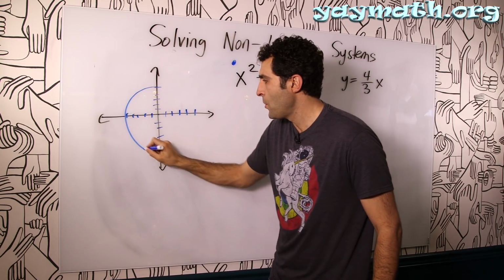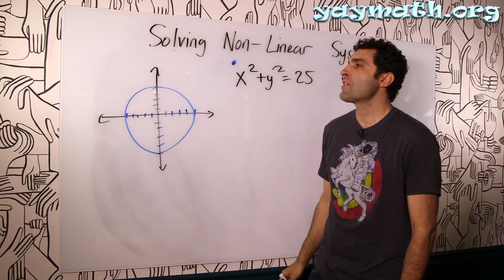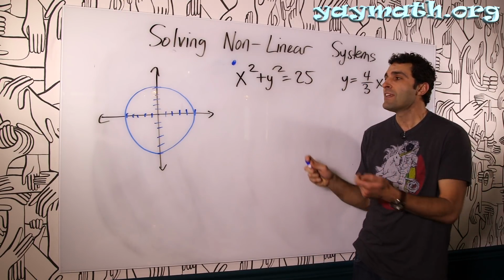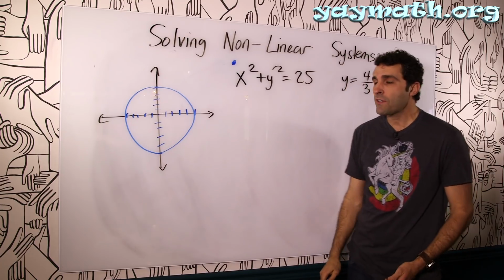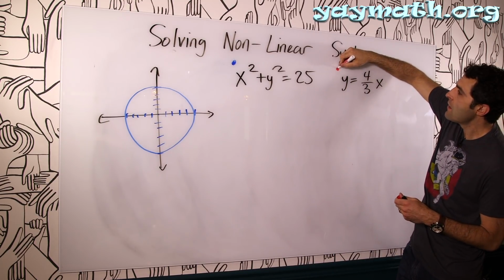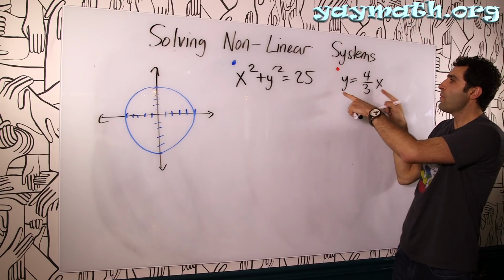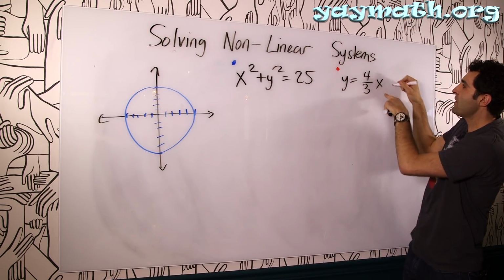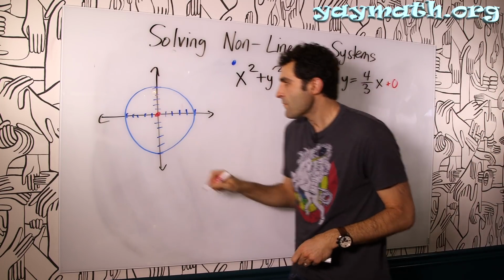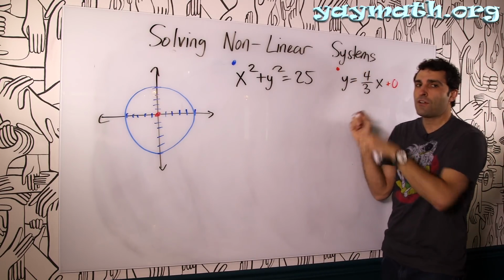Now some people like to jump straight into algebra. Look, I'm not knocking that. I think it's really helpful to get a visual sense of what we're working with. Now let's graph this line in red. Slope-intercept: the y-intercept here is 0, and we have a slope of up 4, right 3.